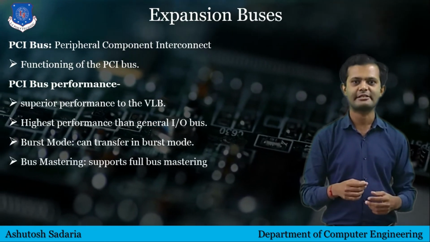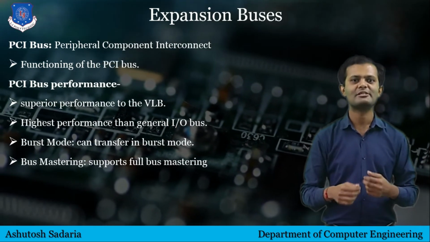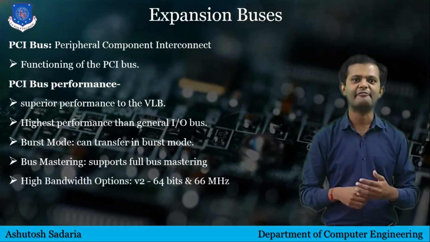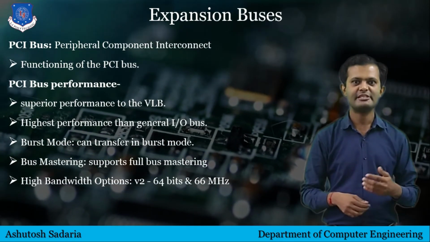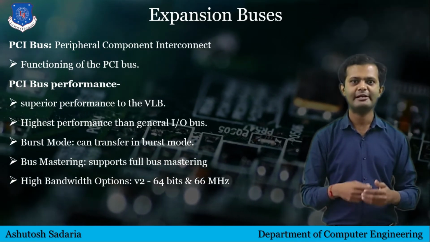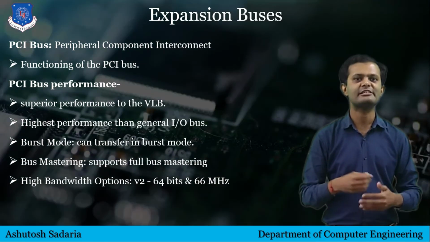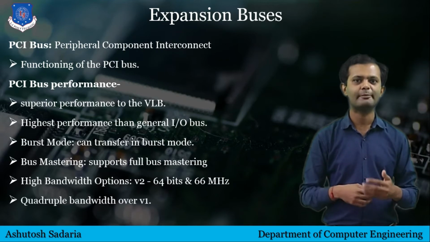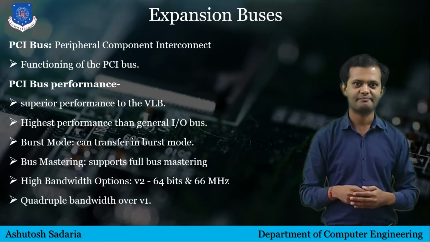The second is bus mastering. The PCI bus supports full bus mastering, which leads to improved performance. Third is high performance bandwidth options. PCI bus has specification of version 2 calls for expandability to 64 bits and 66 MHz speed. If implemented, this would quadruple the bandwidth over current designs.